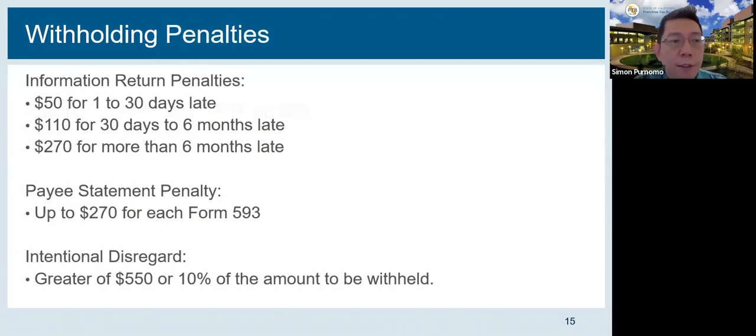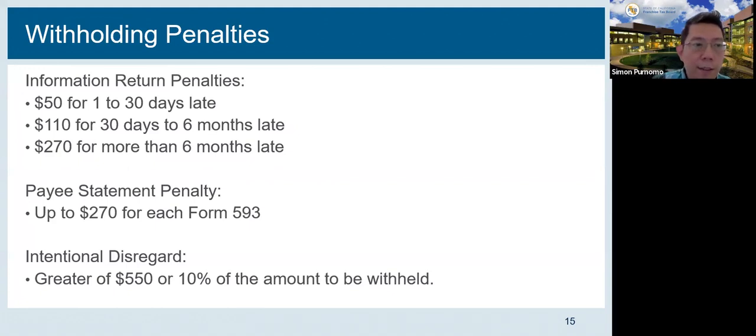Now, the information return penalty. This can occur if you are late filing the Form 593, the Form 593 fee, or the payment, which is $50 between 1 to 30 days late, $110 between 30 days to 6 months late, and $270 for beyond 6 months late.